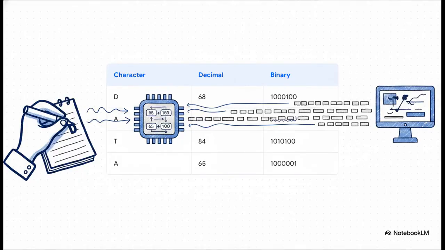Let's walk through how this actually works. Take the word data, D-A-T-A. The standard encoding dictionary maps D to the decimal value 68, A to 65, T to 84, and A to 65 again. But here's the catch. A computer still can't read the number 68. So that decimal value gets translated even further into a 7-bit binary code of ones and zeros. That specific string of ones and zeros is what the computer actually processes to understand the word data.